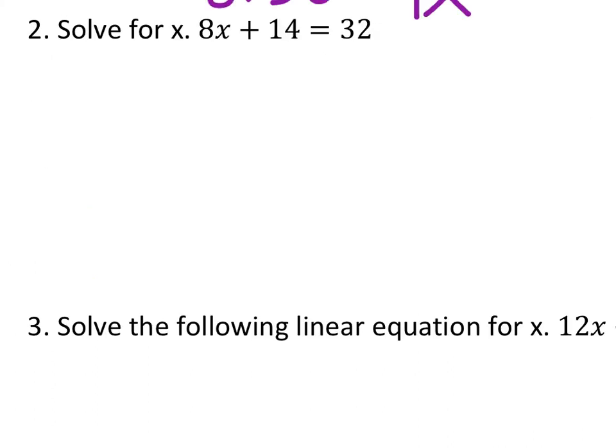Actually, you guys take a minute and do number 2. Just talk about it with your neighbor and see what you did.